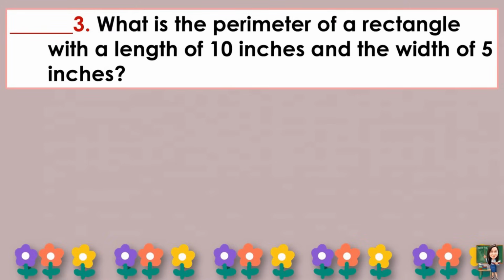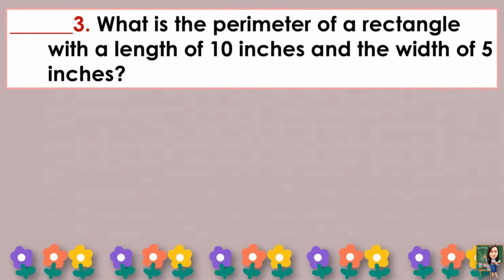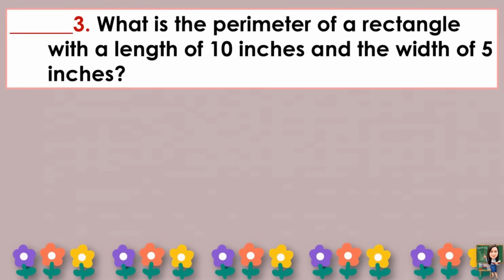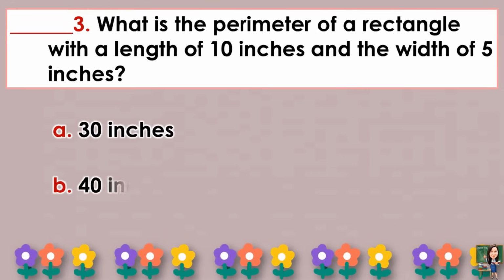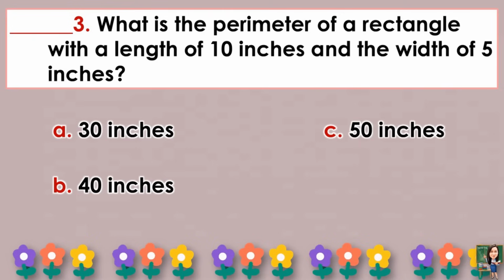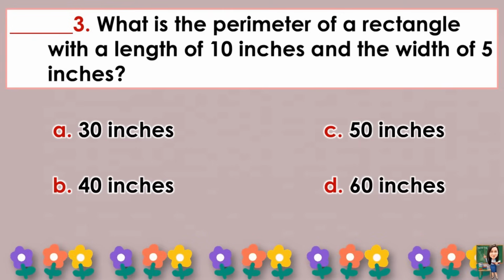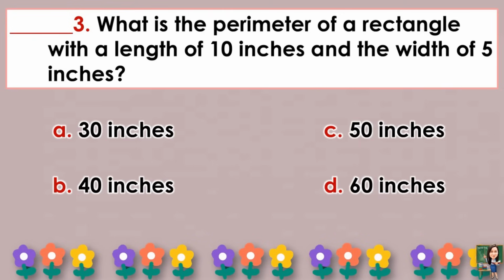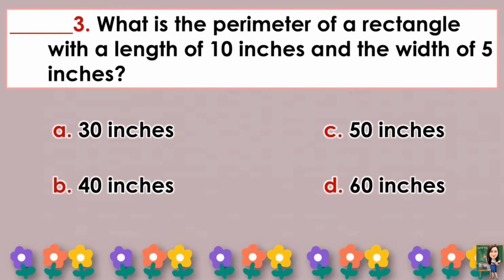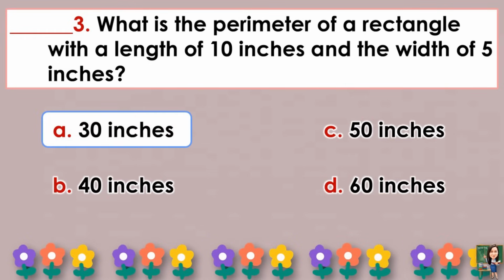Number 3. What is the perimeter of a rectangle with a length of 10 inches and a width of 5 inches? A. 30 inches, B. 40 inches, C. 50 inches, or D. 60 inches. What is the correct answer? Very good. The correct answer is letter A. 30 inches.